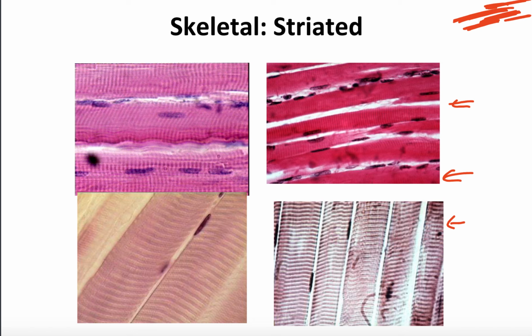Okay? The stripes are called striations. You can also see these things. Those are the nuclei. Okay? So, nuclei is the plural of nucleus, meaning more than one nucleus.